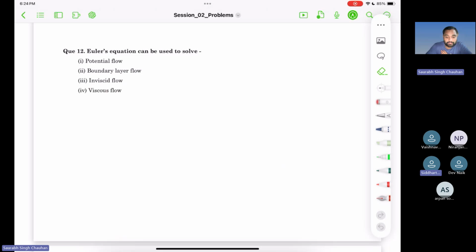Non-viscous. You derive the Bernoulli equation from inviscid flow. Third option. Okay. And what about potential flow? Do you know what potential flow is?